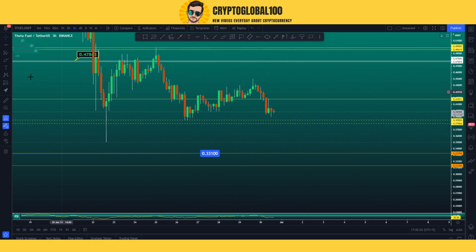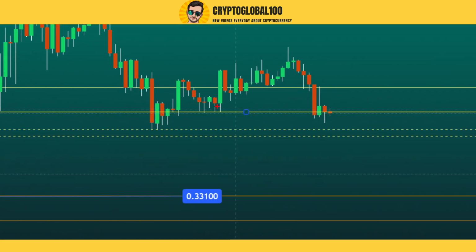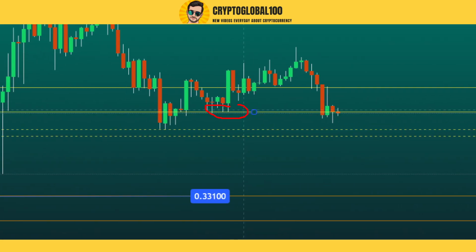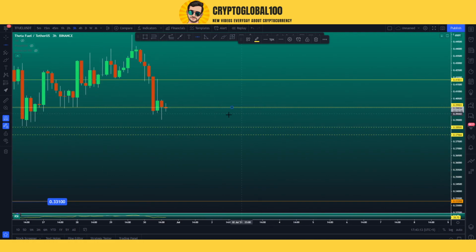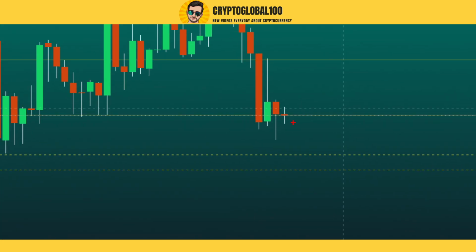Okay, and we have another local resistance in this area. You can see the lines here. The candle in formation is near the resistance area right now. It can become support if it goes up, but right now you see it is trying to break this area.